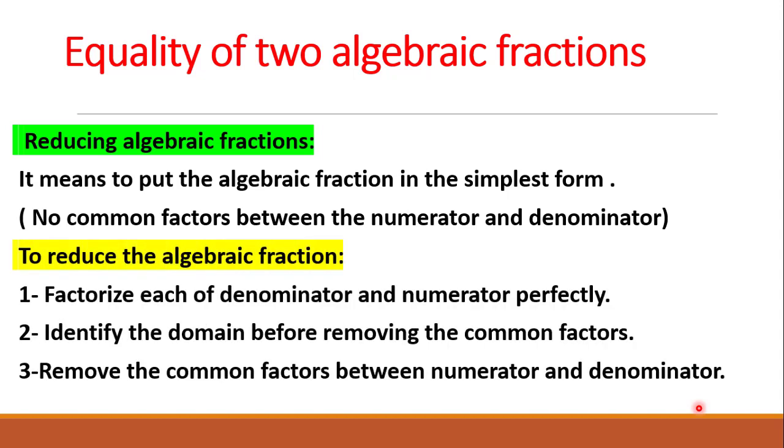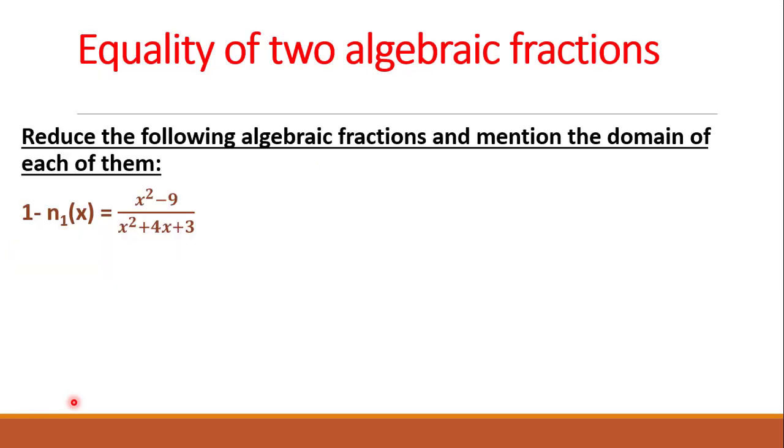To reduce an algebraic fraction, the first step is to factorize each of the denominator and numerator. I'll factorize up and down in this function. Then I'll identify the domain. Before removing the common factors, I should identify the domain of this algebraic fraction. And finally, I'll remove the common factors between the numerator and denominator. So if I want to reduce the algebraic fractions, I'll factorize up and down, then I'll write the domain, and finally I'll remove the common factors between the numerator and denominator.